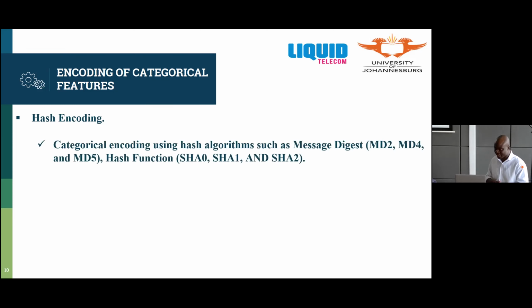So here we can encode using hash algorithms such as the message digest, so MD2, MD4, and MD5. By default, if you're using Python and you don't specify what your hash algorithm is, it's going to use MD5. You can also choose to use the secure hash function, which is SHA-0, SHA-1, and SHA-2. Another method is called frequency encoding.